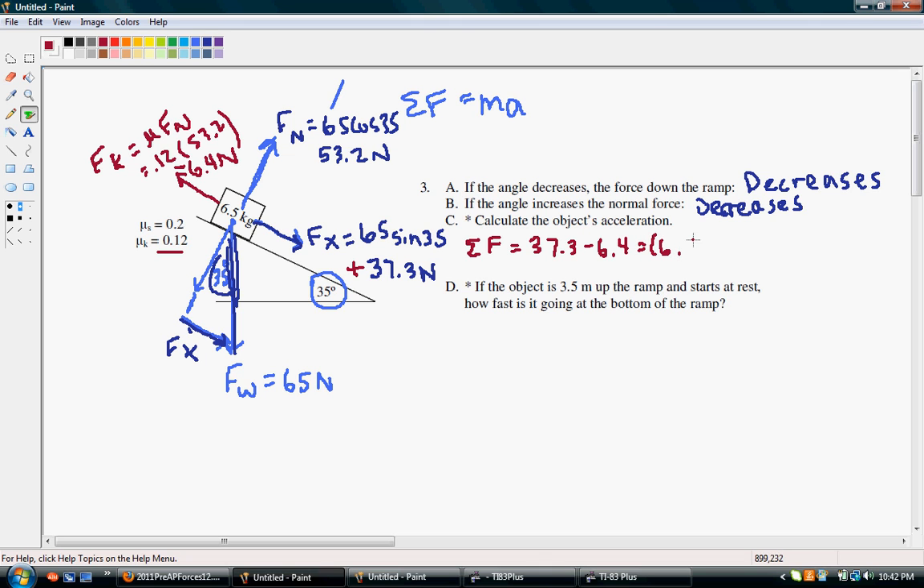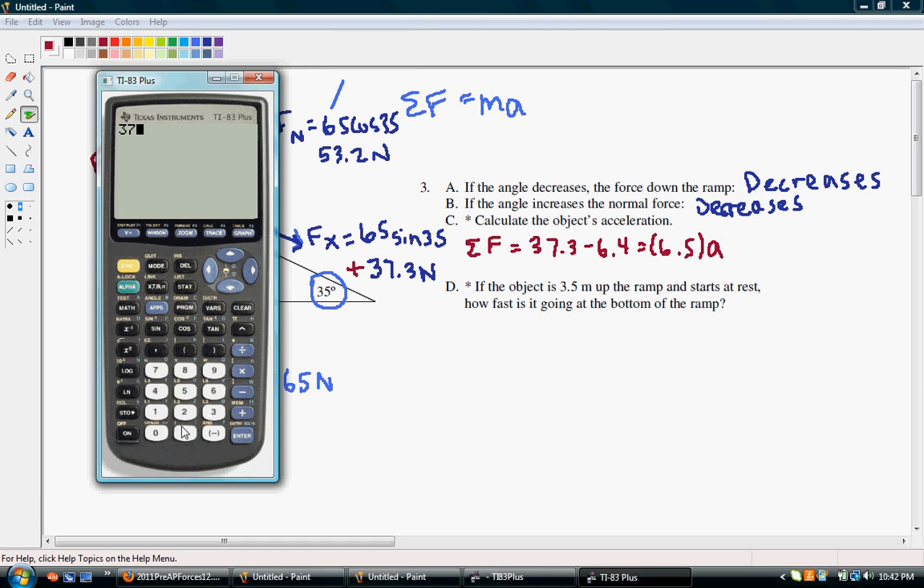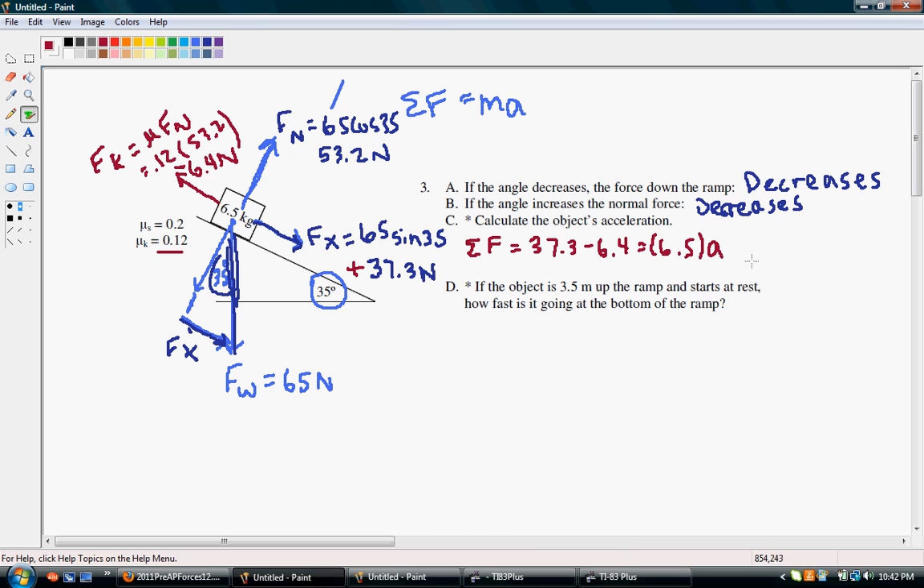Well, the mass is 6.5, and we're solving for acceleration. So 37.3 minus 6.4 is 30.9, and then 30.9 divided by 6.5 will give us our acceleration, which is 4.75. So a equals 4.75 meters per second squared.